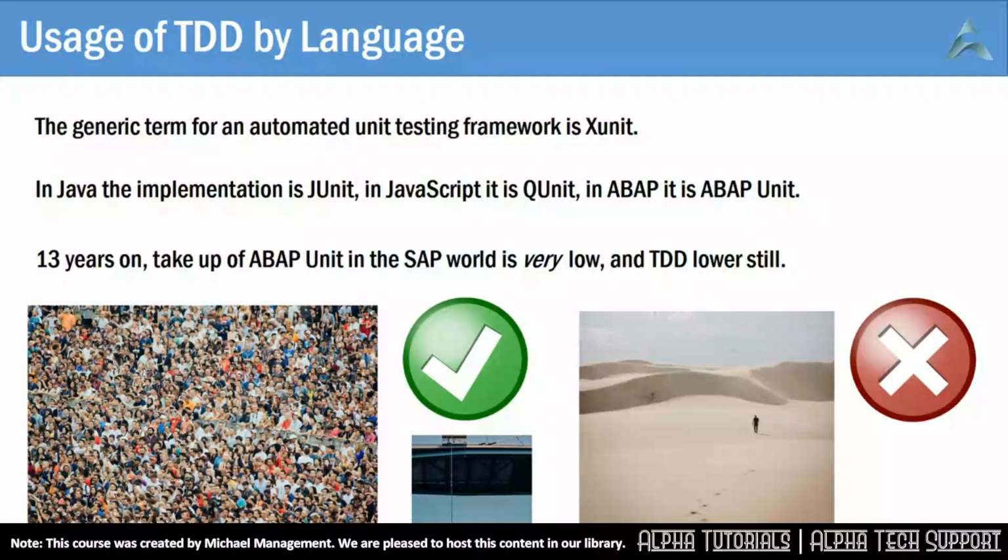Most languages support an automated unit testing framework. It's virtually the same in every language. The generic term for such a framework is XUnit. The Java version of this is JUnit, the JavaScript version is QUnit, and in ABAP, strangely enough, it's ABAP Unit. They all work in pretty much the same way. However, opinion is divided as to whether using such a framework is a good thing.